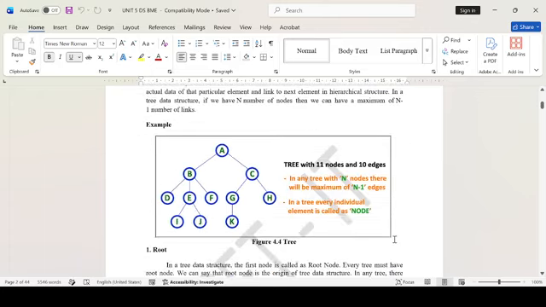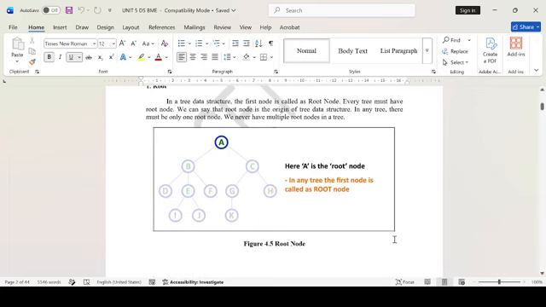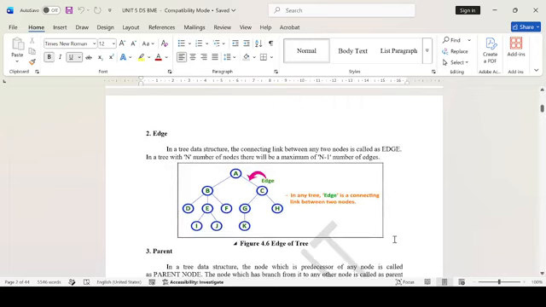So first we will see about the root. Root is a node. This is the first node in the tree. Every tree must have a root node. We can say the root node is the origin of the tree data structure. And second, edge. The connecting link between two nodes is referred to as an edge. If we have n nodes, there will be n minus 1 edges in the given tree.